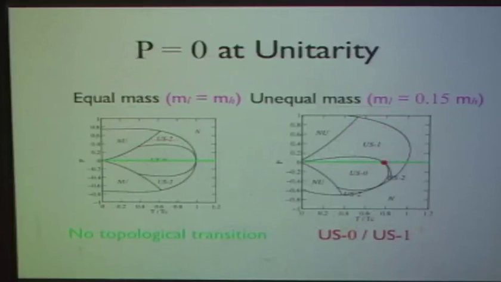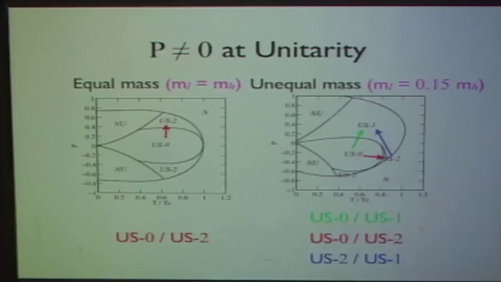Okay, so what will be the phase transitions between these topologically different phases? I put two phase diagrams, for the equal mass case and the unequal mass case. For the equal mass mixture, there's no topological phase transition when the populations are balanced; there is only the second order phase transition between the uniform superfluid and the normal phase. However, when the masses of the light and heavy particles are different, for example with a ratio of 0.15, there is a topological phase transition inside the uniform superfluid phase from gapped to gapless, US0 to US1.